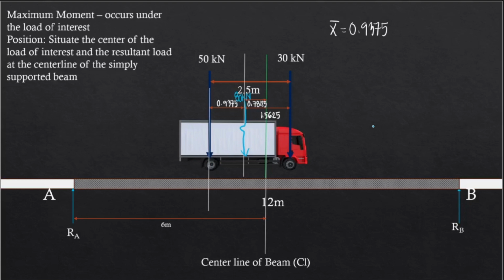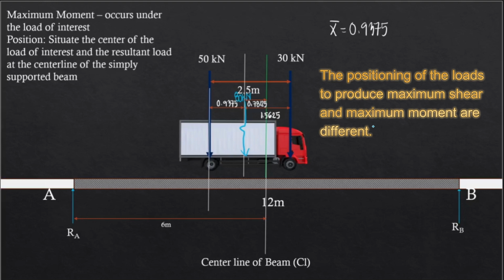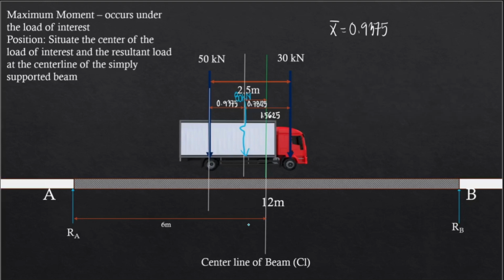Now here, we'll make it clear that the configuration for the maximum moment is different from the configuration that will produce maximum shear. That's what you have to remember, because some students will form the configuration of the maximum moment and then solve the reaction at A, and then treat it as the maximum shear, which is wrong, because for the maximum shear, you have to do what we did earlier. Again, the maximum moment and the maximum shear have two different configurations.